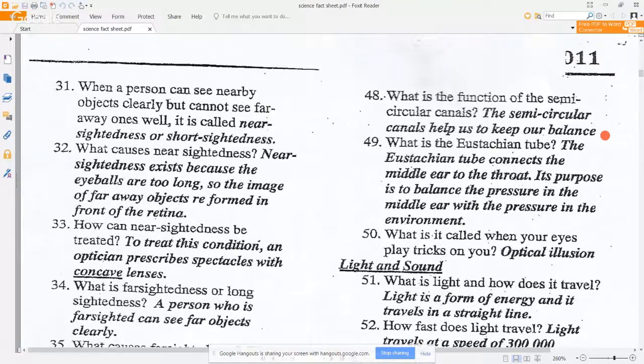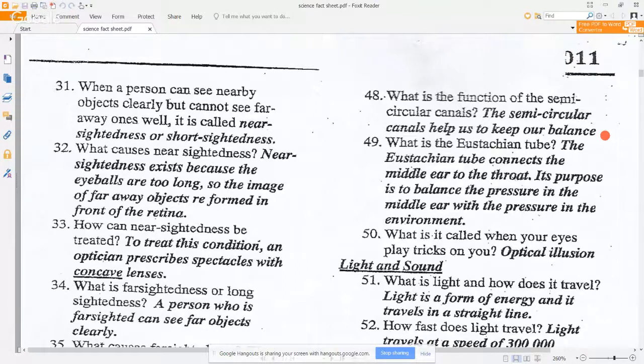So what happens when we spin around? All right, so we're spinning, spinning, spinning. The fluid in the semicircular canal will be moving. When you stop, that fluid continues to move, and that is one of the reasons why we will feel dizzy. Some people say giddy, or you're about to lose your balance.